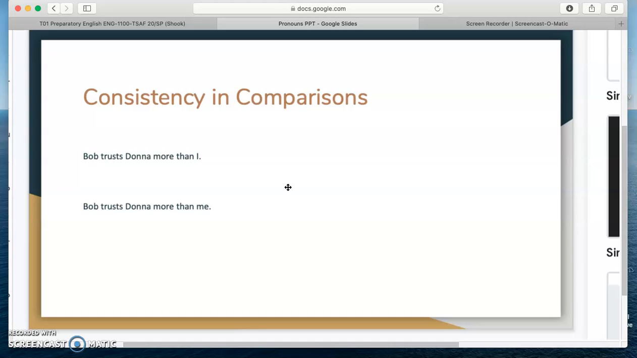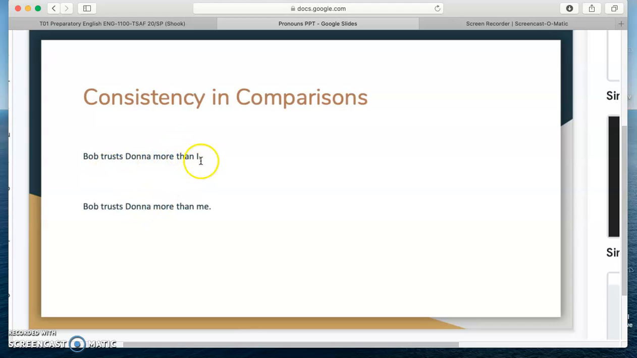Now, if I had just said, Bob trusts Donna more than me, you might think one of two things. You might think that Bob trusts Donna more than Bob trusts me, or you might think that Bob trusts Donna more than I might trust Donna. Well, that's where the consistency in comparisons comes into play. If you are making a comparison, and the comparison is that subject A does something more than subject B, and you being subject B, then you want to use more than I.